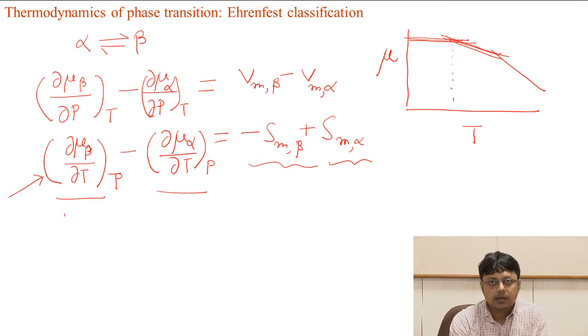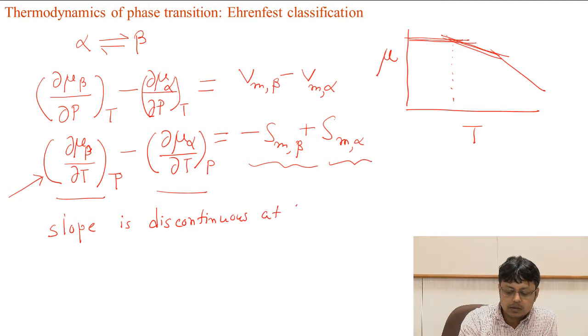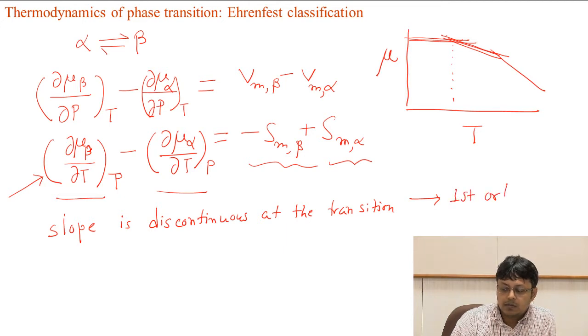He considered how the chemical potential changes with temperature, and he said that if the slope, or basically the first derivative, is discontinuous at the transition, we'll call it a first order phase transition.